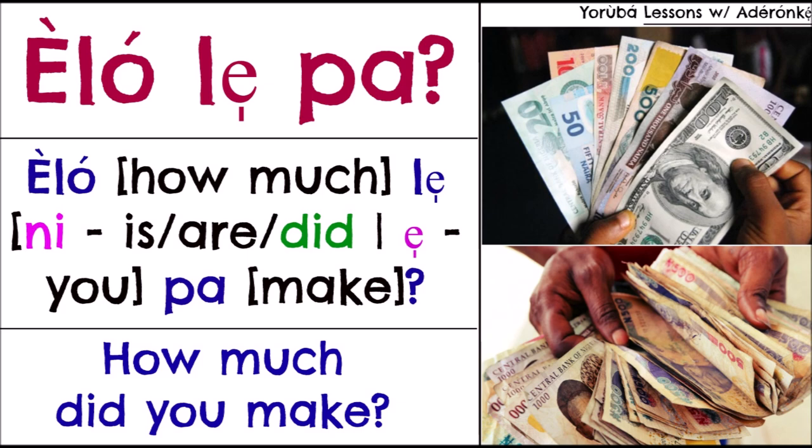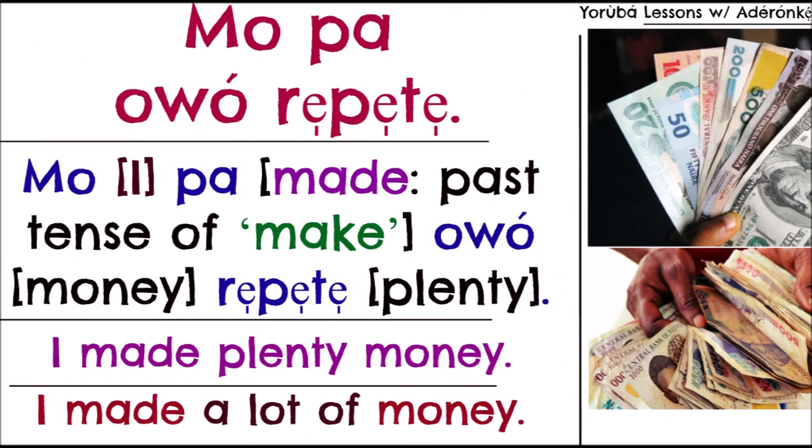Another example would be mo pa owo repete. Maybe someone said, how much did you make? And you don't want to give a specific number, but you just want them to know that you made a lot of money. Mo pa owo repete. And this is not the only way of saying I made a lot of money, you know. Depending on if you're selling use, you could say, mo ta ajewa, you know, different ways. But this is just the example that is specific to pa.